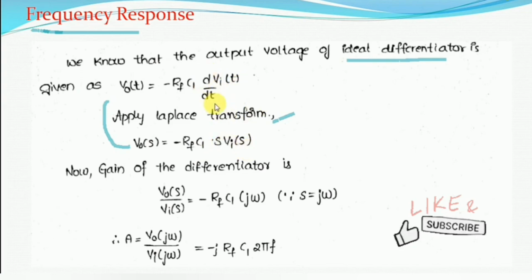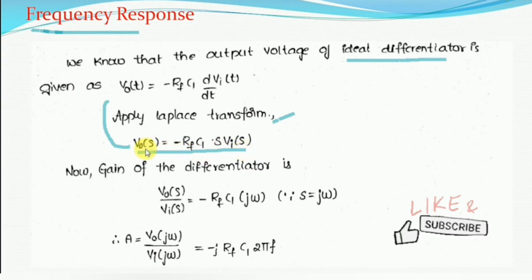So we can write d by dt of Vi of t as s into Vi of s, and here we are considering only first order, and the higher order terms are neglected. So finally the s domain expression, or the Laplace transform expression, is V naught of s is minus Rf C1 into s into Vi of s.